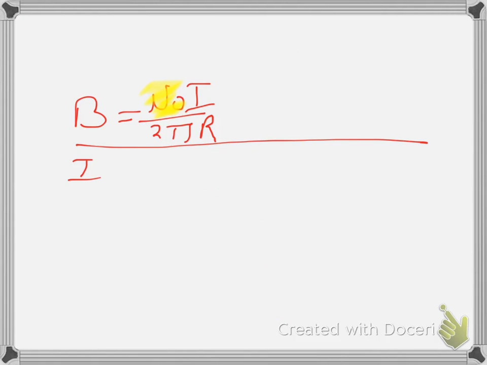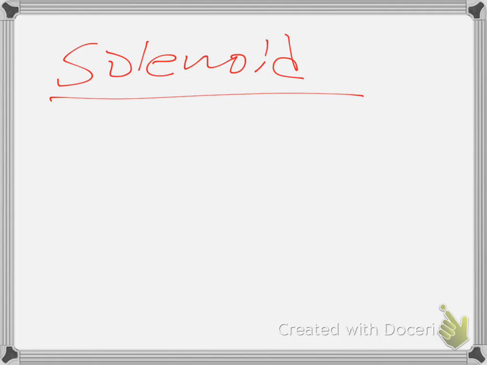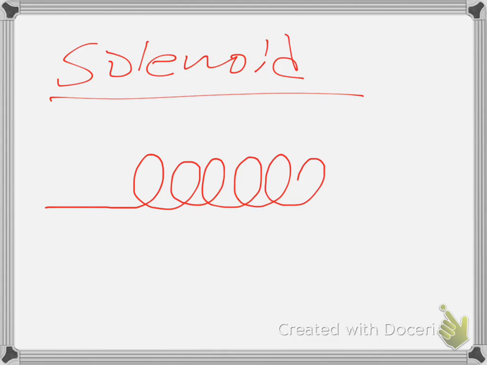Let's wrap up here with a solenoid, and then we'll be done. I've got about a minute to talk here. If you were to have a piece of wire, here's a piece of wire, and it was coiled like this. You see what I'm talking about? And then let's just let it go on like this.